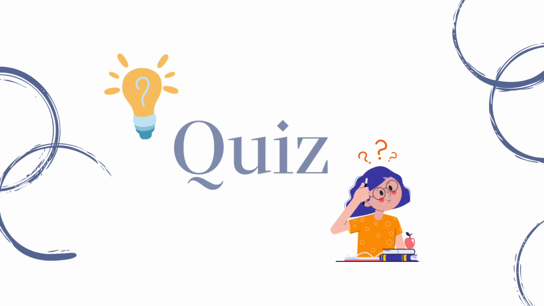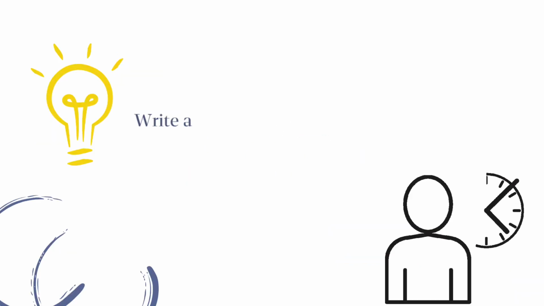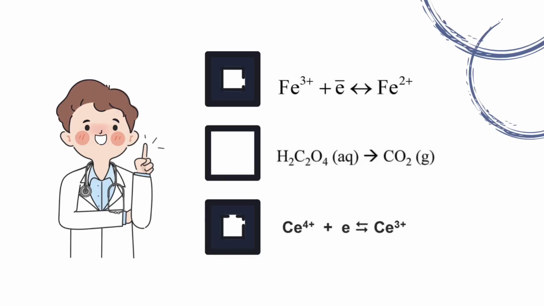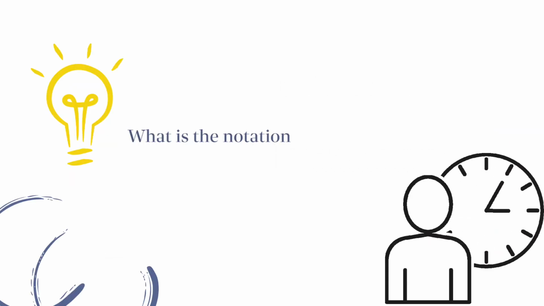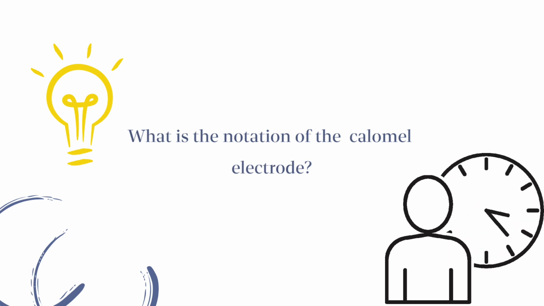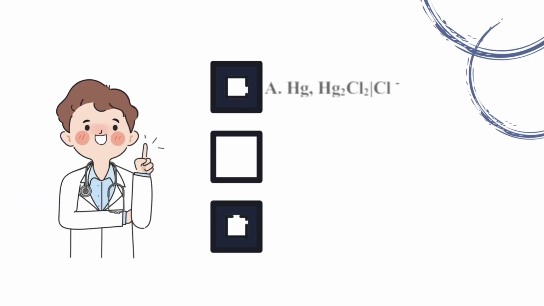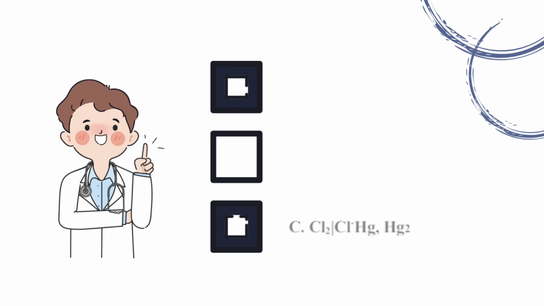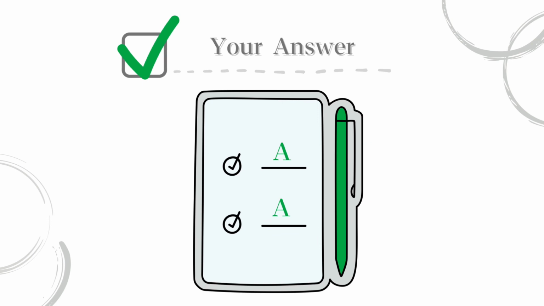Now we have a simple quiz. Write a half reduction equation of an oxidation reduction electrode. Please choose one answer. What is the notation of the calomel electrode? Please choose one answer. So the correct answers are: for the first, A, and for the second, A.